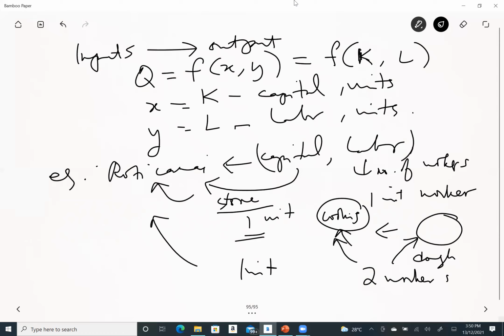All right, good. So let's consider the example as given in the book. The function is given. Q is equal to A, capital to the power of 0.4 and L to the power of 0.6. A is capital, L is labor. So you just read that example, it's similar to example number 4.